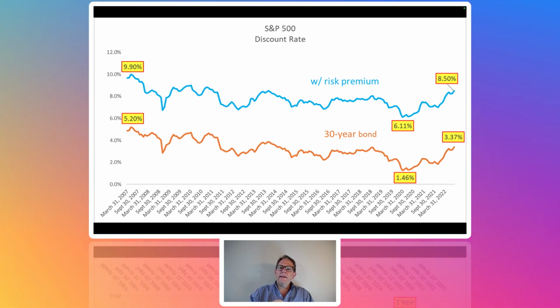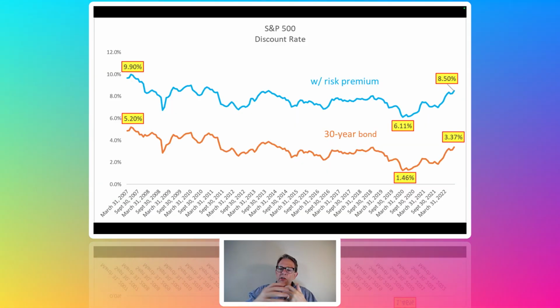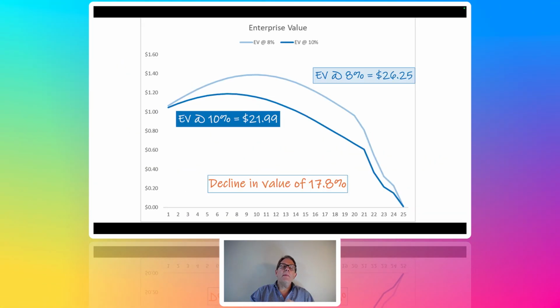Now, here is the S&P discount rate, just so you could see. Now, we didn't go from 8 to 10, but we did go from 6 to 8.5. And guess what? The stock market was down 20%. So this is what I thought was really cool: if I just increase the discount rate from 6 to 8.5, guess what? Market's down 20%, which is exactly how we modeled it before.